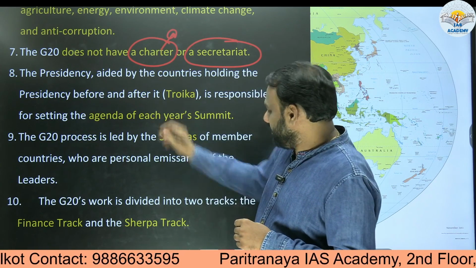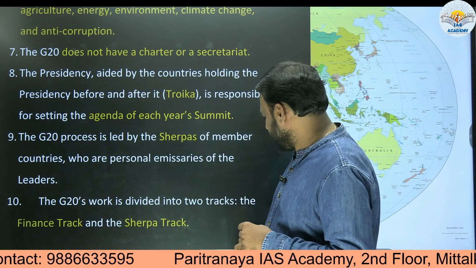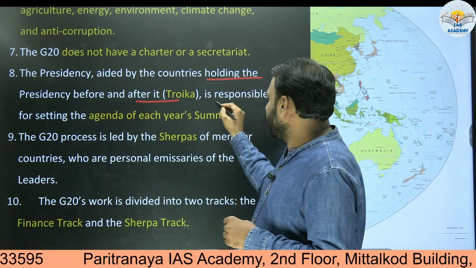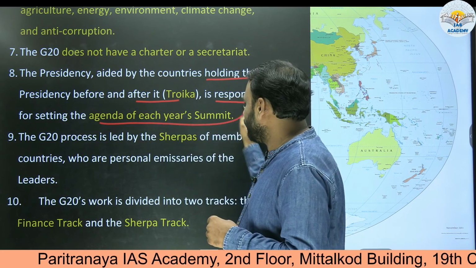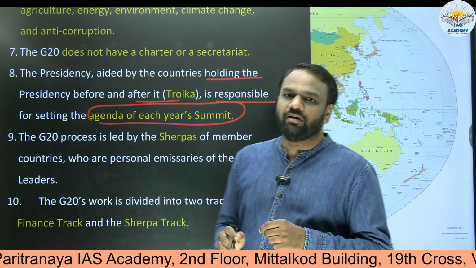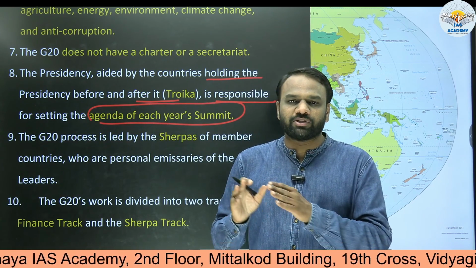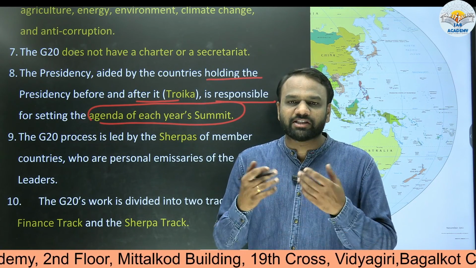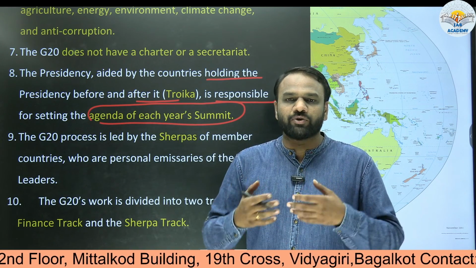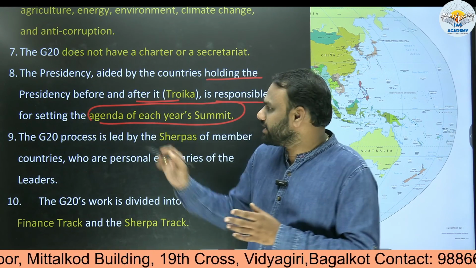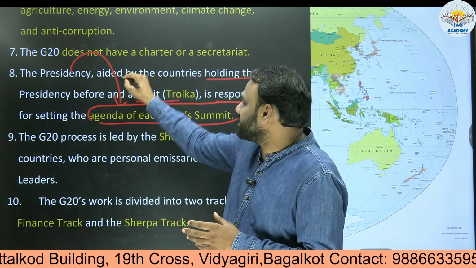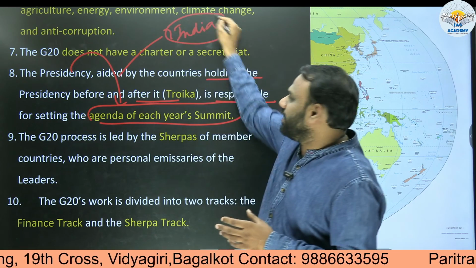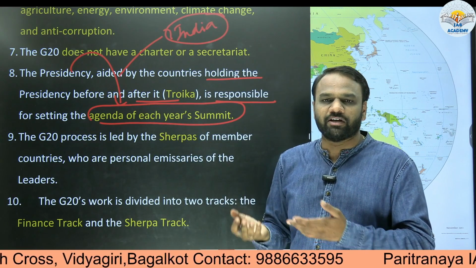The presidency, aided by the countries holding the presidency before and after it, is responsible for setting the agenda of each year's summit. So what does it mean? In 2023, the summit was hosted by India. India was the president. So in this particular summit, what discussion should happen, on what issues we should focus, all this agenda is set by the presidency country. It means India will set the agenda for 2023, because India is the president of G20.